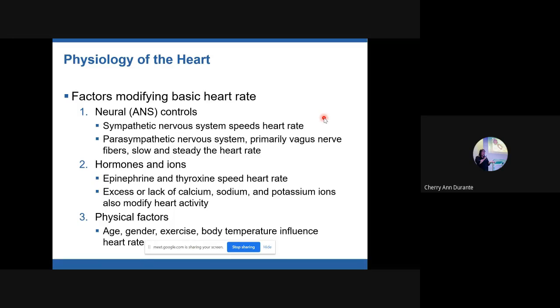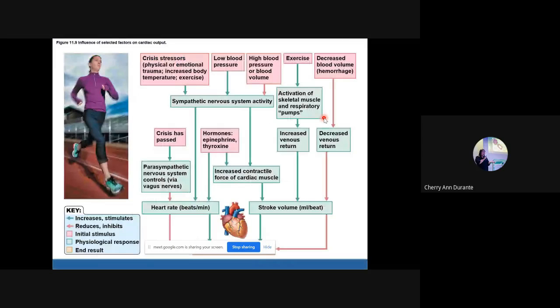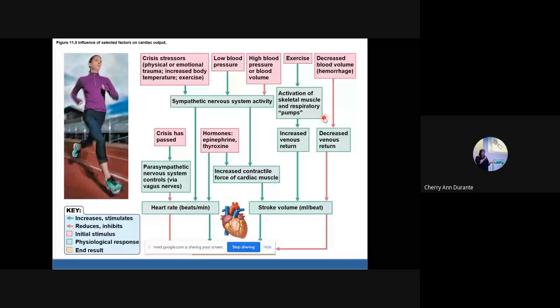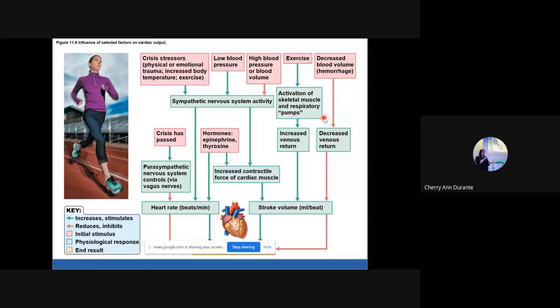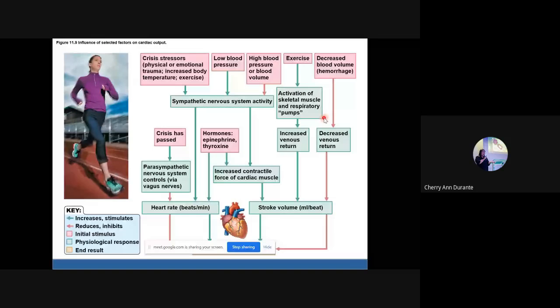So this is an example of what increases or decreases your heart rate. As you can see here, may mga triggers. So, pag may stress ka, pag masyadong mababa ang blood pressure, halimbawa may bleeding ka, bumaba yung blood pressure, gagawin ng heart mo, tataasan niya yung rate. Okay, so, that is what will happen.